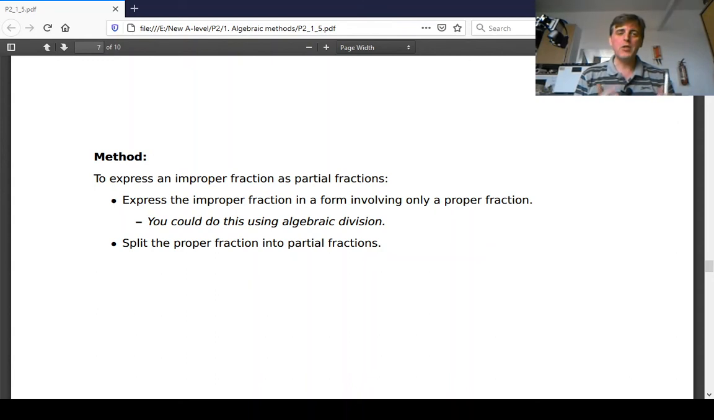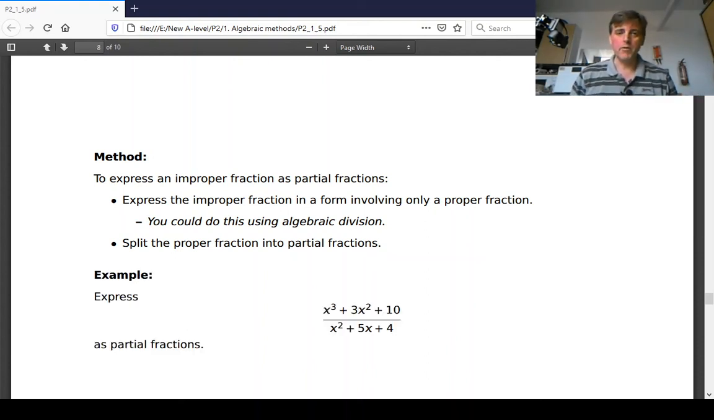Well, the issue with an improper fraction is that we can't actually put it into partial fractions form as it is. So if we have an improper algebraic fraction and we want to put that into partial fractions form, the first step has always got to be to do what we've just done, to express that improper fraction in a form involving only a proper fraction. And most of the time we might want to use algebraic division to do that. Only then can we split the proper fraction into partial fractions.